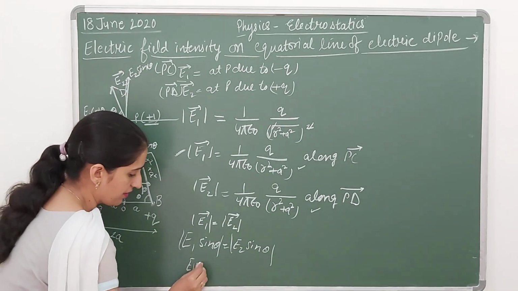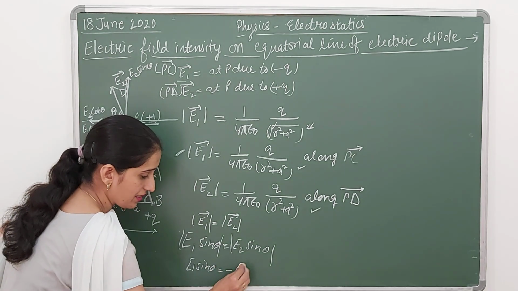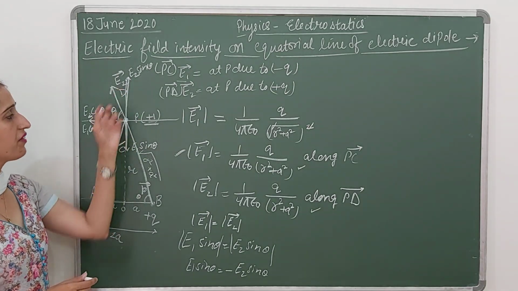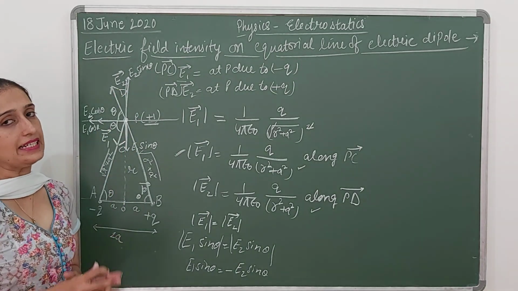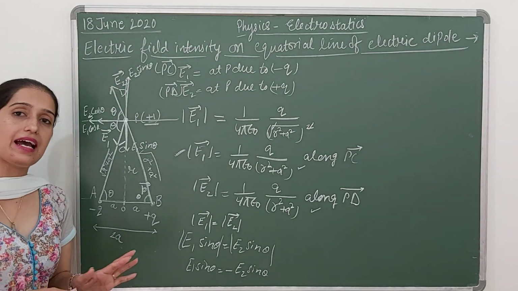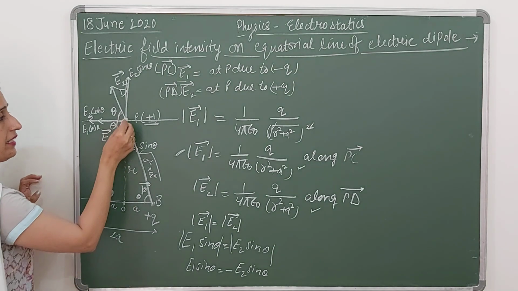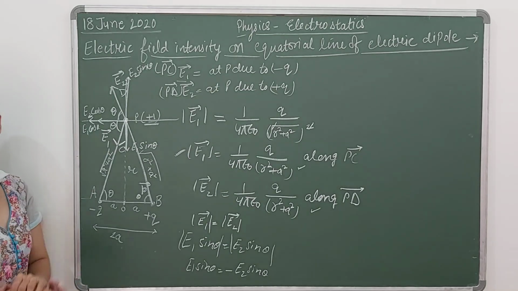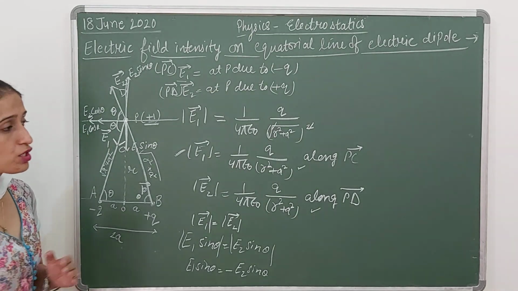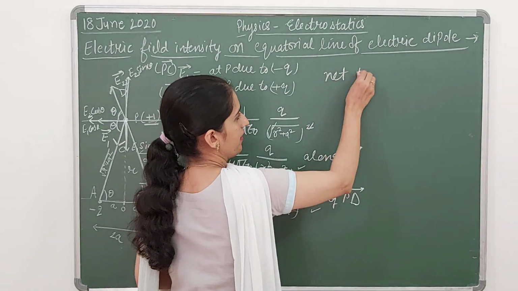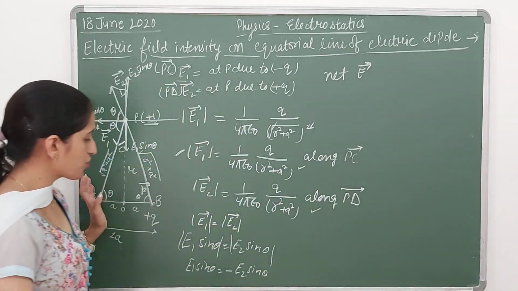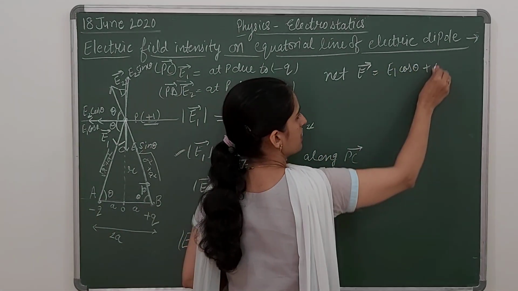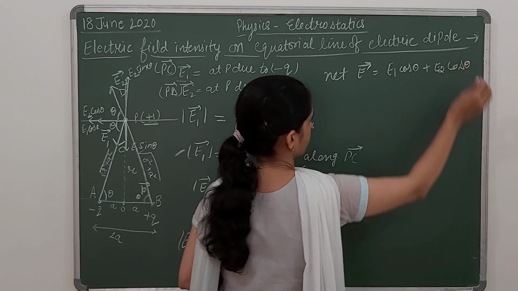So we can write E1 sin theta is equal to minus E2 sin theta. So the sin theta components of E1 and E2 neglect each other; their effect is neutralized. But E1 cos theta and E2 cos theta are in the same direction, so they add up. The net electric field intensity E due to these two charges at point P will be given by E1 cos theta plus E2 cos theta.